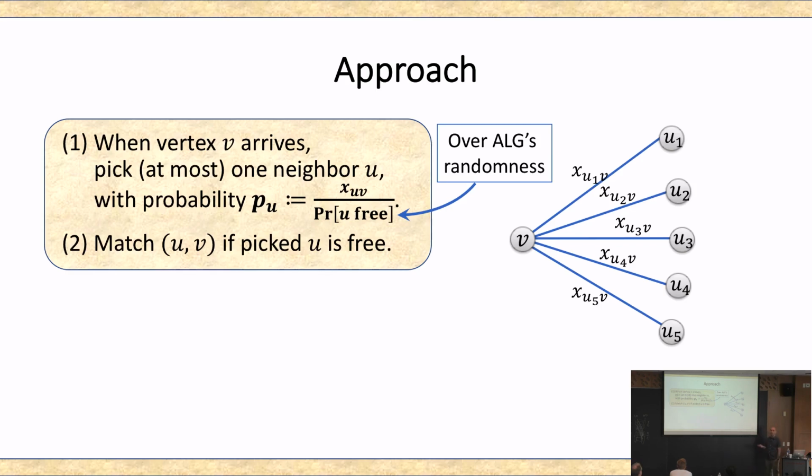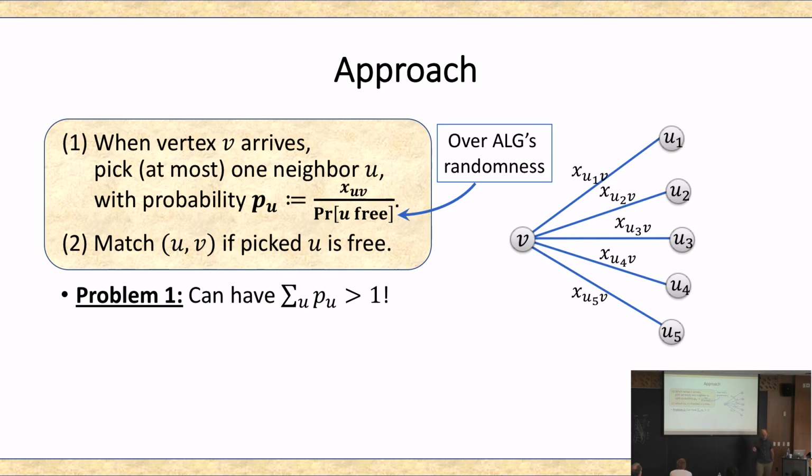Better sum up to at most 1. Otherwise, how am I going to pick at most one guy in expectation? Good. So some of these PUs can be greater than 1. So this doesn't work, which is, I guess, not surprising given what we saw in the previous slide. We cannot round without losing anything.